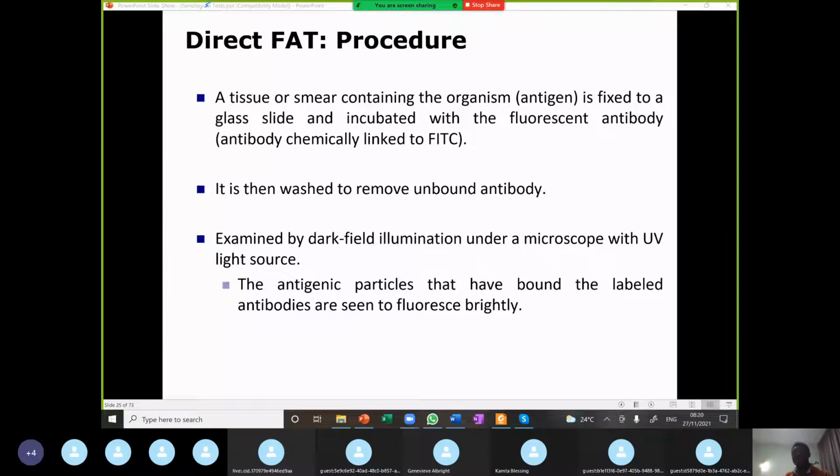If there was no antigen on our sample, if we did not fix any antigen in our sample, the antibody that is labeled will have no binding site on our slide. And therefore, during the washing stage, every labeled antibody will be washed, and when we go under the fluorescent microscope, we are not going to see any. We are not going to observe any fluorescence.